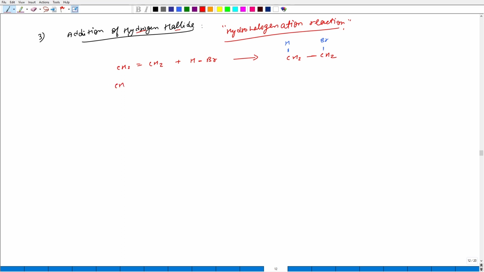Let us take another example. If you take CH3 CH double bond CH CH3, again we are adding HBr, what will it give? CH3 CH, there will be one H and one Br. But if you carefully see these two examples I have written, these two are symmetrical alkenes. What are these?